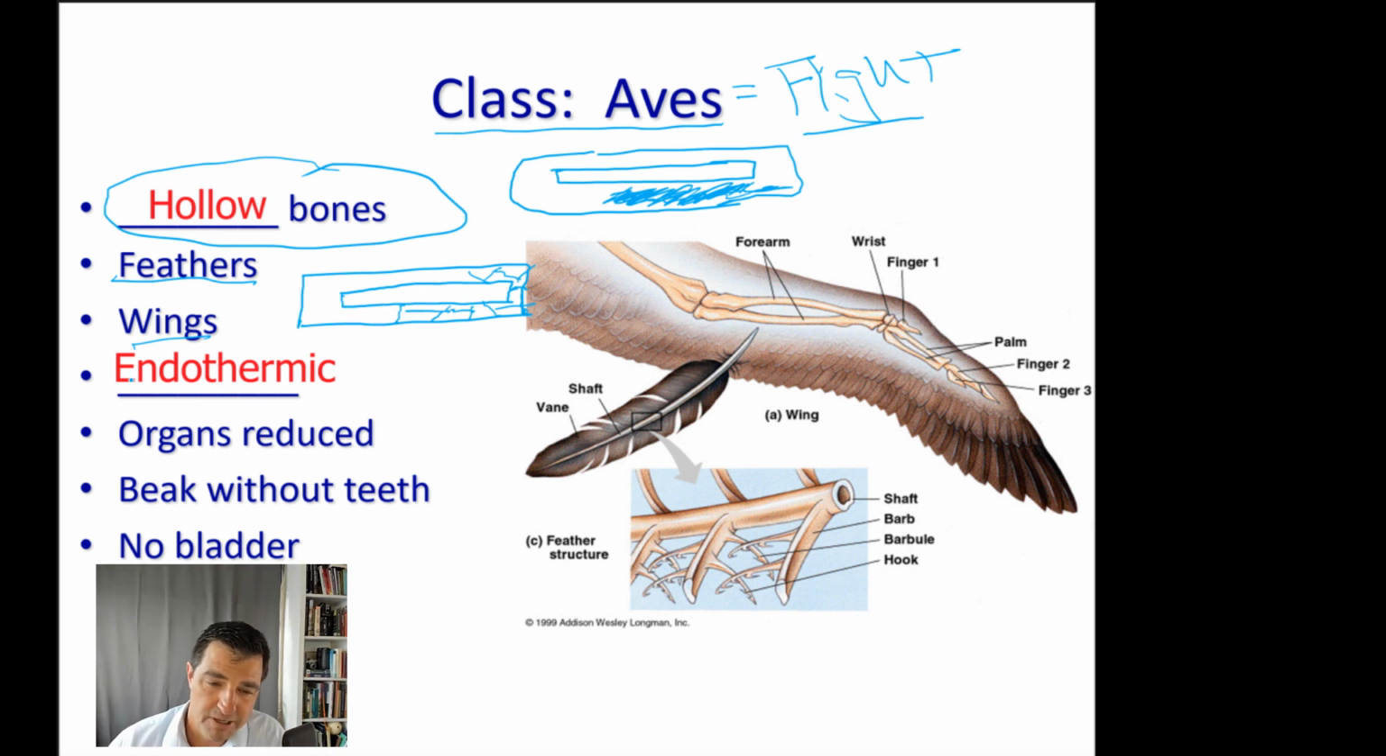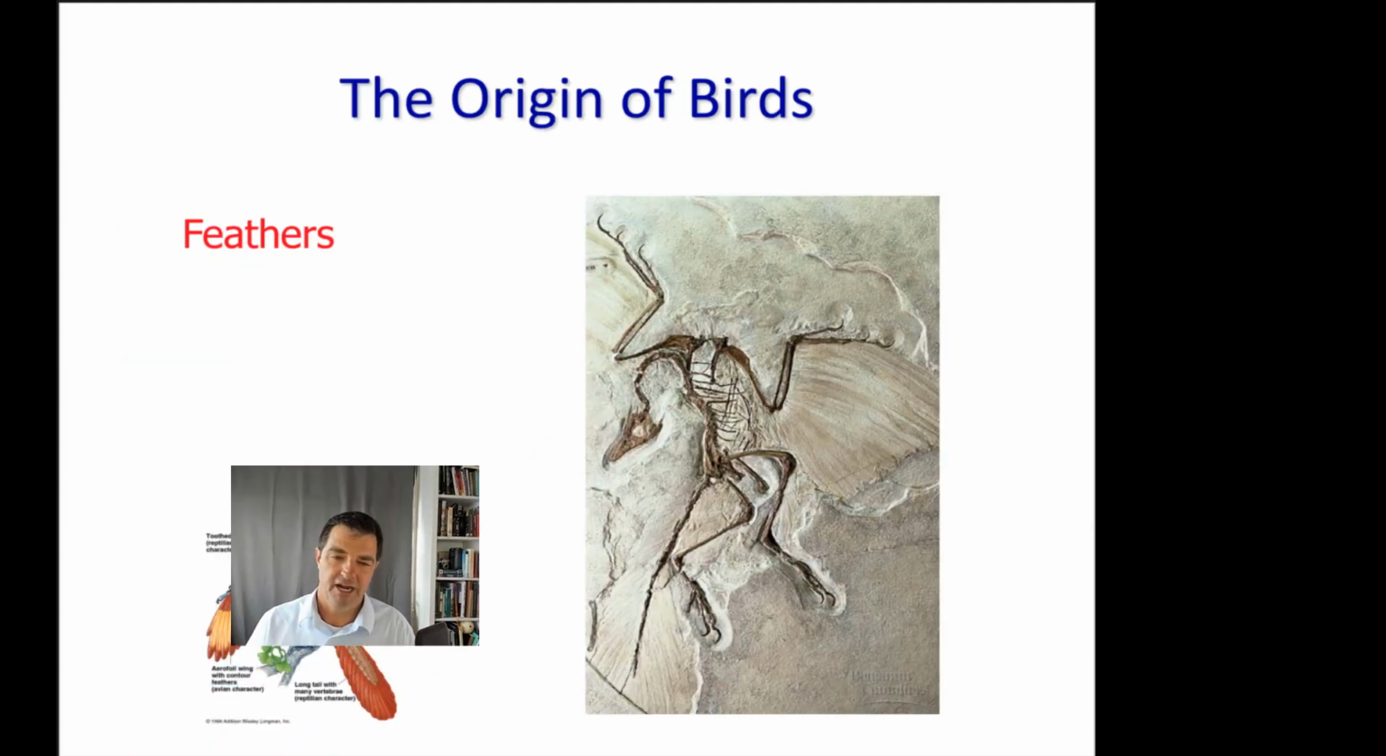They are endothermic, which means they rely on their own metabolism to generate their own body heat. They have reduced organs. For example, they'll be missing an ovary, and they're missing a urinary bladder. They're missing teeth, so they'll have a beak without teeth. And all those things make them lighter. Getting rid of the urinary bladder, getting rid of an extra ovary, losing the teeth, all of those things make the bird a lighter animal.